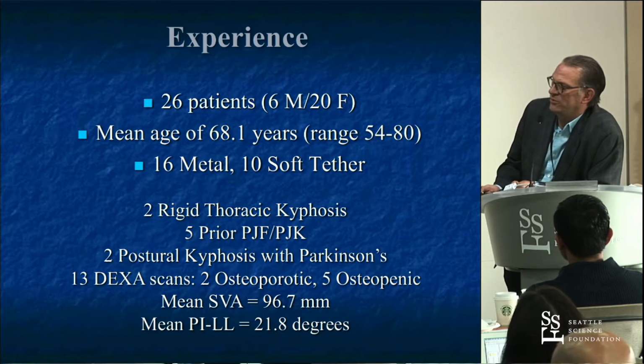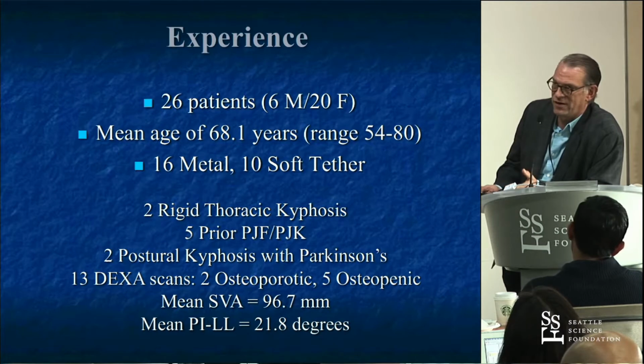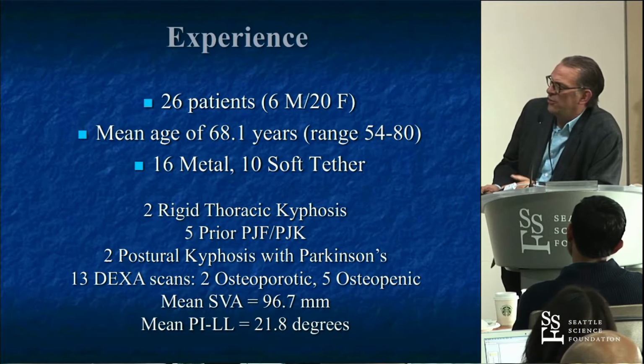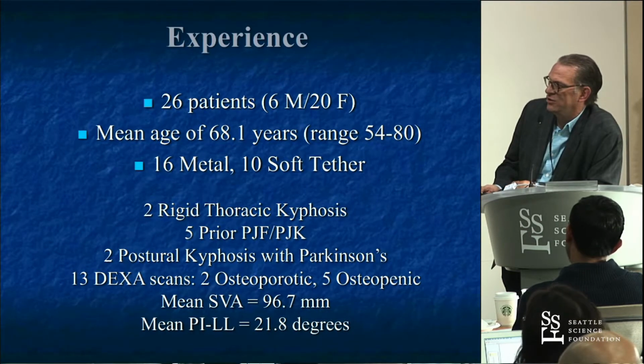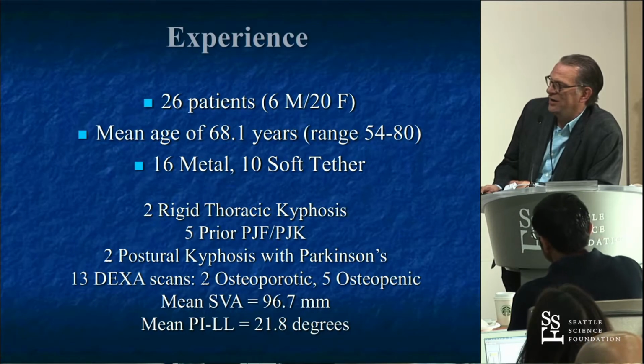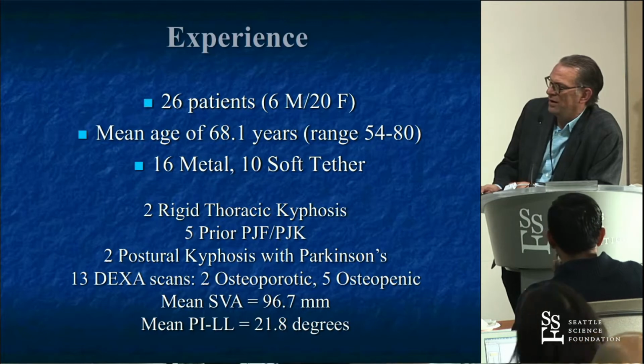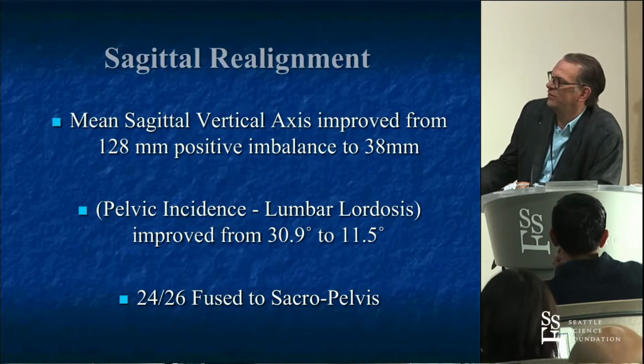5 of them were patients I was treating for previous proximal junctional failure or kyphosis. 2 of them were patients with PISA syndrome or postural kyphosis due to Parkinson's disease. Again, a very high-risk patient population. 13 of them had DEXA scans preoperatively. I wasn't doing it routinely. Now I am. Of those, 7 had bone density issues, and 2 were frankly osteoporotic. And then, again, high-risk features in terms of their deformity: their mean SVA starting out almost 10 centimeters, and the mean PI minus LL mismatch over 20 degrees.